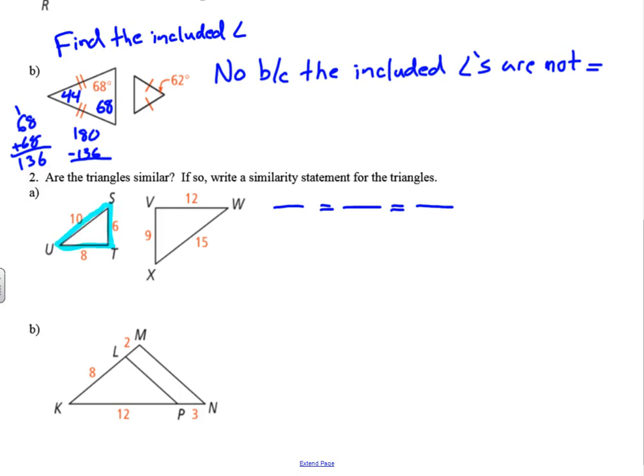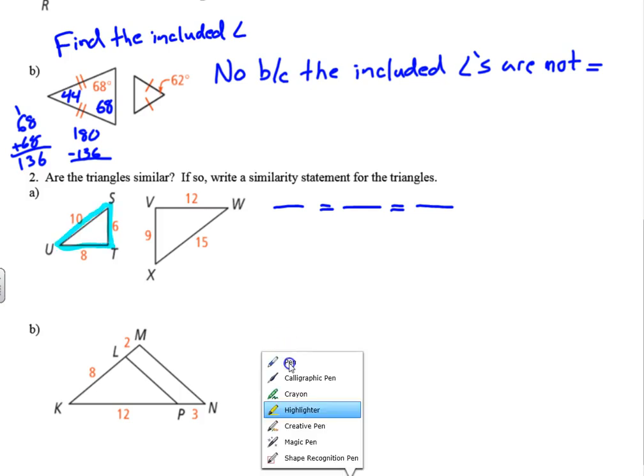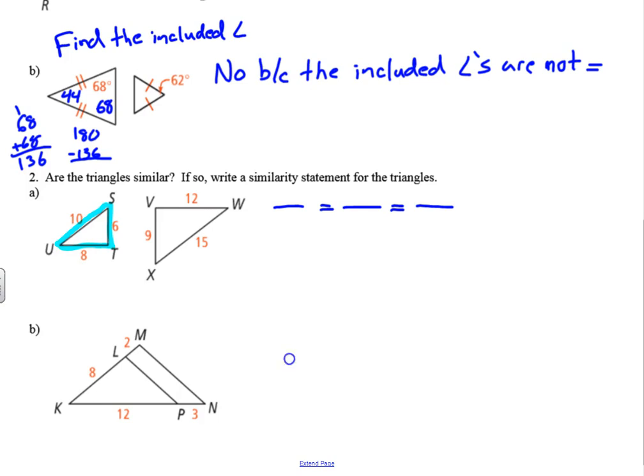I'll start with this one, and I'm going to put all of those in the numerator. So I'll go 6, 8, 10. Now what would correspond with 6? Well, 9 would correspond with 6, and then 12 would correspond with 8, and then 15 would correspond with 10. And again, we're asking the question, are all these equal? So let's reduce it. 2/3, 2/3, 2/3.